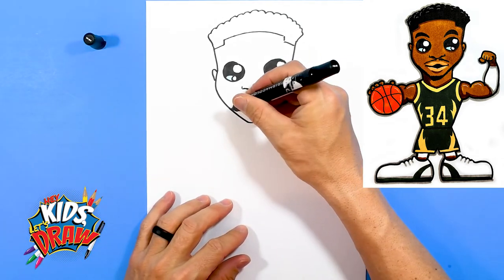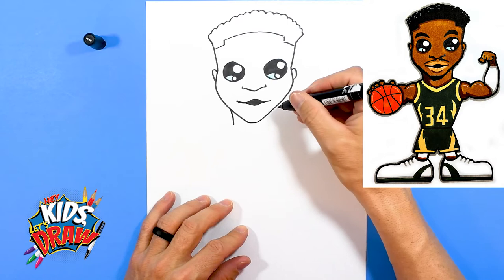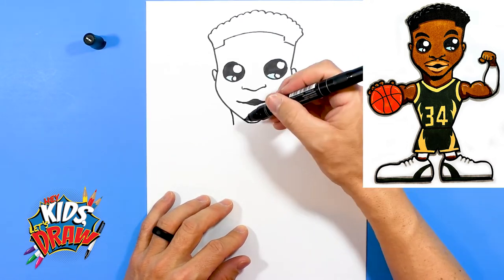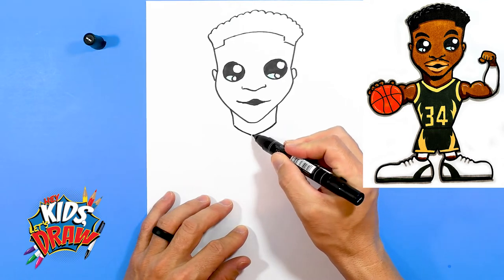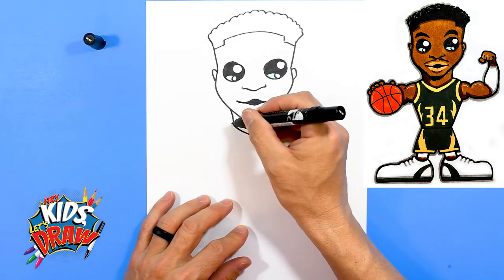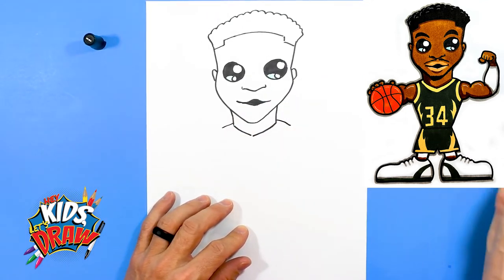So we're going to do the neck that goes down, down, to a point, to a point, okay. Jersey.